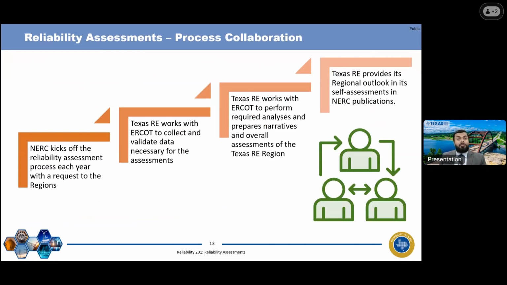Now, this slide specifically talks about the collaboration efforts between Texas RE, ERCOT, and NERC in completing the respective process steps. As we discussed, NERC kicks off the reliability assessment process each year with a request to the regions. Texas RE then works with ERCOT to collect and validate data necessary for the assessments. Texas RE works with ERCOT to perform required analysis, prepares the narratives and overall assessments of the Texas RE reliability. Texas RE then provides its regional outlook and its self-assessments in the NERC publications.